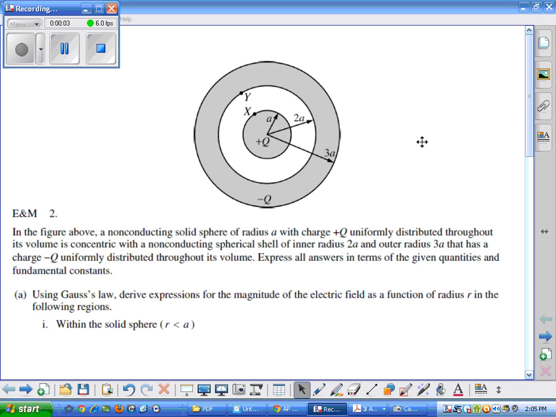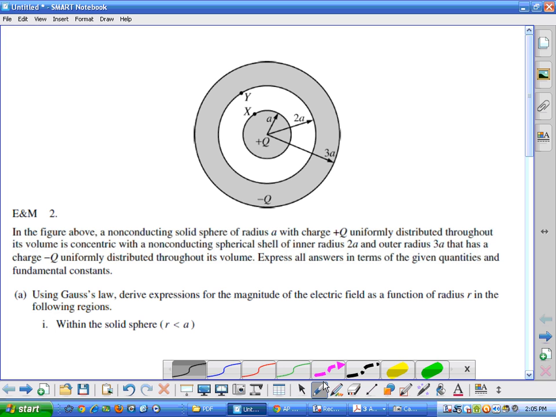Most of the Gauss's law problems that we looked at in class dealt with Gauss's law for a conductor. Sometimes they will ask questions where they have a non-conductor. You have to be careful. You need to make sure you read the question carefully.